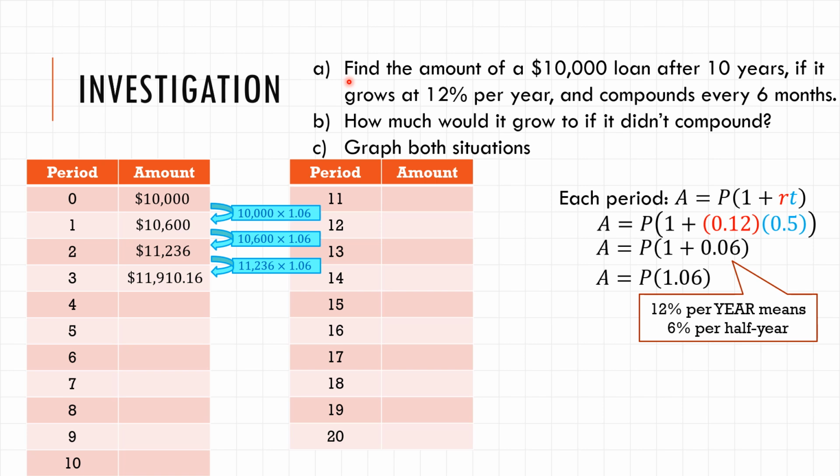So hopefully you were able to complete this by now. And if you haven't yet, then of course feel free to pause and keep going. But this is what I got. So I recognize that every time one period of 6 months ends, the amount of this loan grows by 6%.